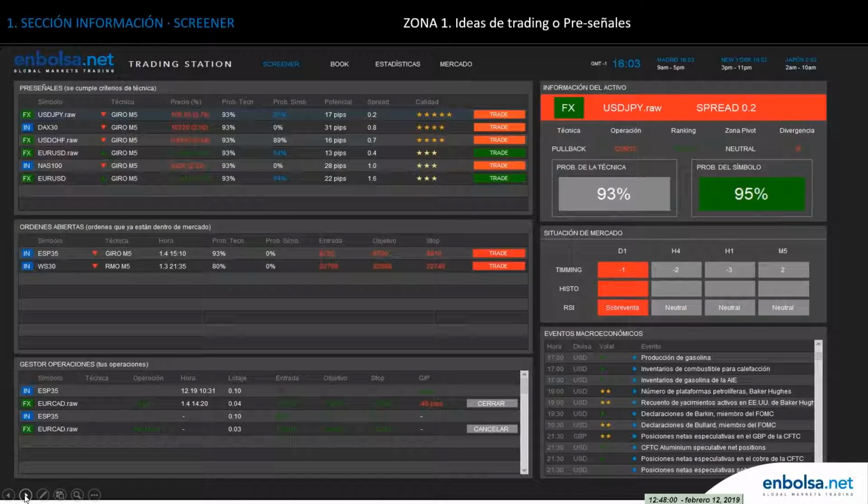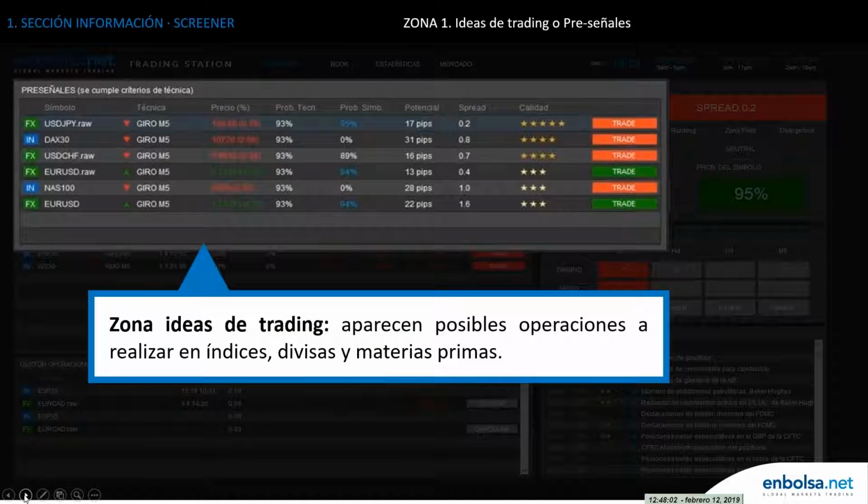The first section, as commented before, is the one named Trading Ideas. In this area, we have all the possible operations we can carry out with indexes, currencies, and commodities. As mentioned before, they are just suggestions, so just strategies or plans we can analyze and observe in the market.